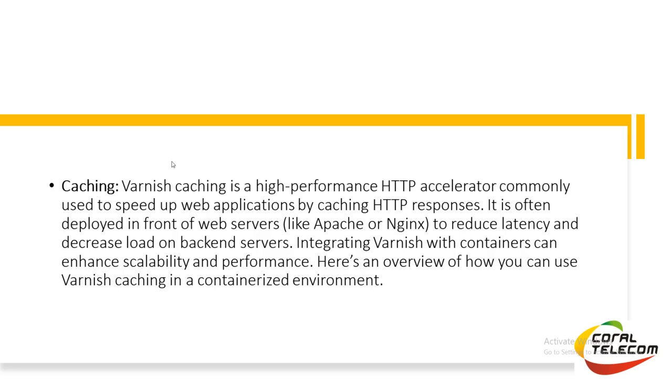Varnish caching is a high-performance HTTP accelerator commonly used to speed up web applications by caching the HTTP response. It is often deployed in front of a web server to reduce latency and decrease the load on the backend server. Integrating Varnish with containers can enhance scalability and performance. Here's an overview of how you can use Varnish caching in a containerized environment. Varnish is an application that caches the data from the MEC cloud server and caches it at the MEC edge server.